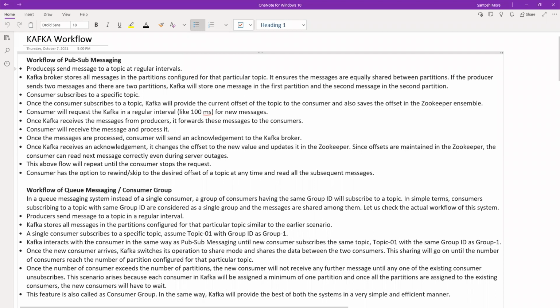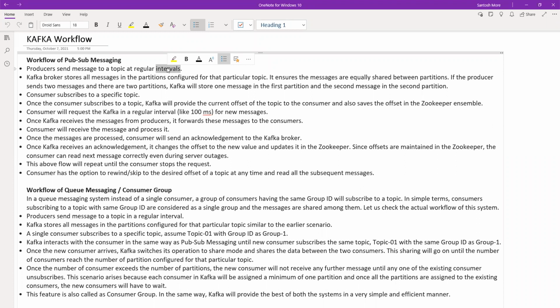So now it actually starts with a producer. That is what it always says. A producer will send a message to a topic at regular intervals. So this is also important. What it means here, from what I got from reading different blogs, is that Kafka always sends messages in batches. Okay, so it actually waits for some time for all the messages to accumulate. That is why it is a regular interval. And when it gets a certain number of messages, it will then send those messages.